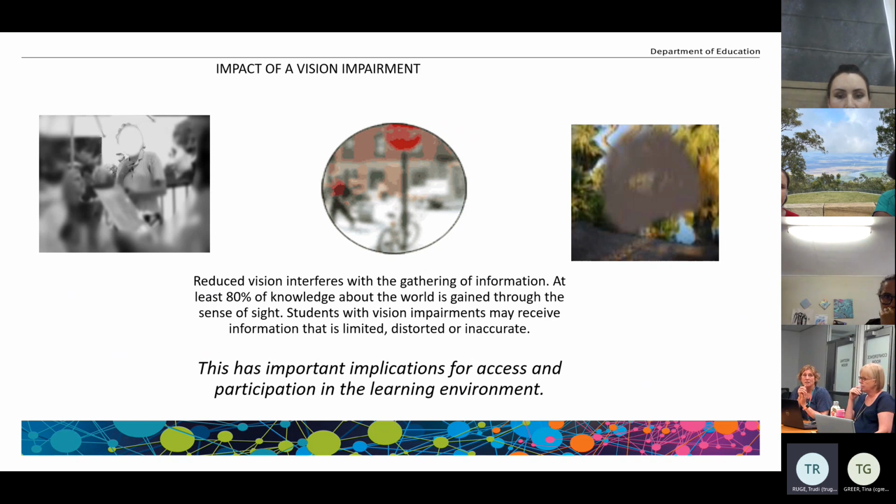Reduced vision interferes with the gathering of information. At least 80% of knowledge about the world is gained through the sense of sight. So if we have a look at those pictures up there, you really can't get much from them because they're blurred and distorted. A child that has a vision impairment, that's what they're looking at. They're not getting much from their environment. Students with vision impairment may receive information that is limited, distorted or inaccurate. This has important implications for access and participation in the learning environment.